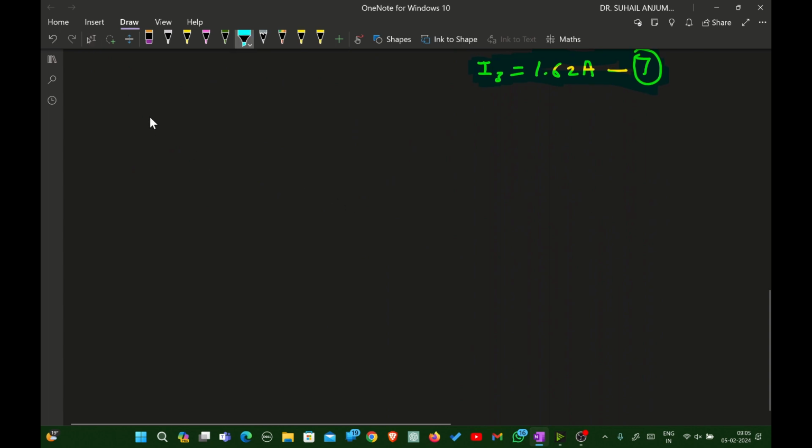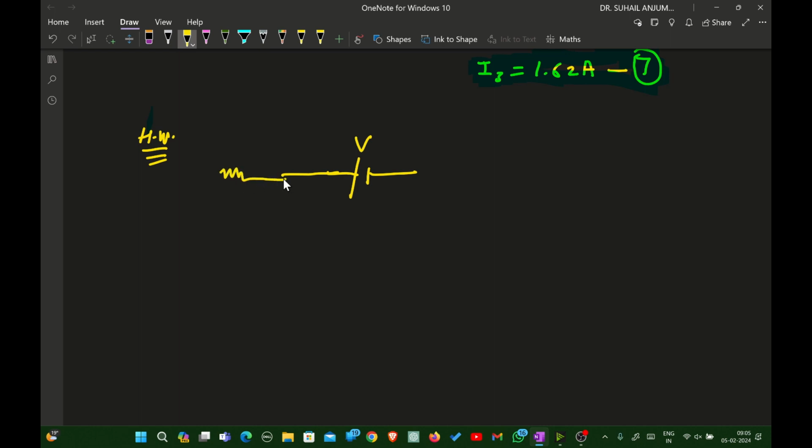Now I will give one homework. We will design a problem here. Say, for example, I have one battery here, connected like this. This is the battery, capital P. Suppose there is a resistance in series with this battery of 2 ohm. And suppose this battery voltage is 12 volt.